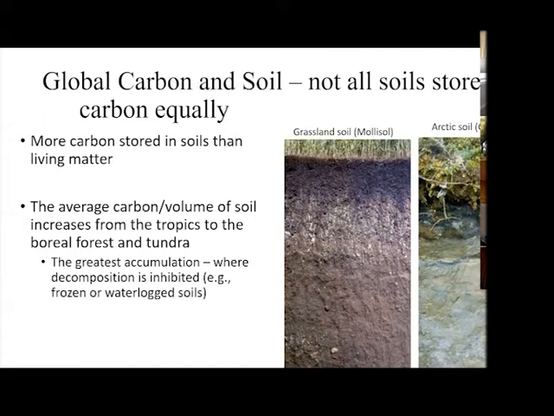Here's a little bit more detail about soils and soil carbon. Not all soils store carbon equally. You may be aware that more carbon is stored in soils than in living organic matter. Lots of the carbon that ends up accumulating in soils is really complex, and it's very difficult for microbes to break down. So some of it essentially gets locked into soils. The average carbon volume increases from the tropics to the boreal forest and tundra, and that's also because it decomposes more slowly.